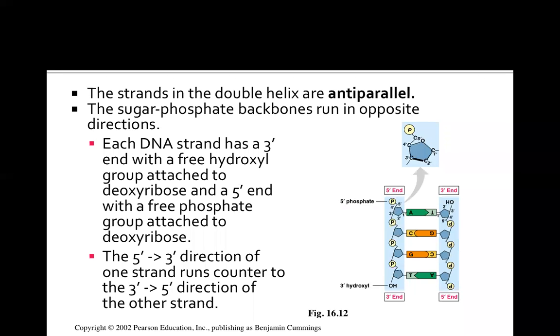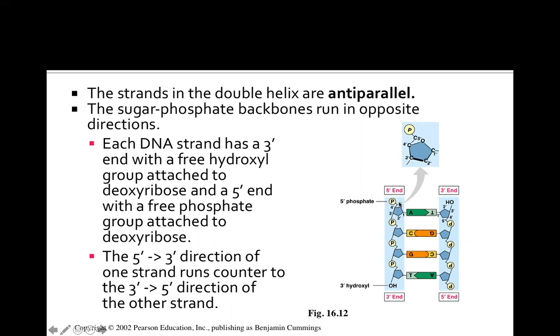The strands in the double helix are anti-parallel, okay? They run in opposite directions. So each DNA strand has a 3' end with a free hydroxyl group attached to a deoxyribose, and a 5' end with a free phosphate group attached to a deoxyribose. The 5' to 3' of one strand runs counter to the 3' to 5' of the other, which you can see here, right? 5 to 3, and this one starts 3 to 5 if we're looking at it in that direction.